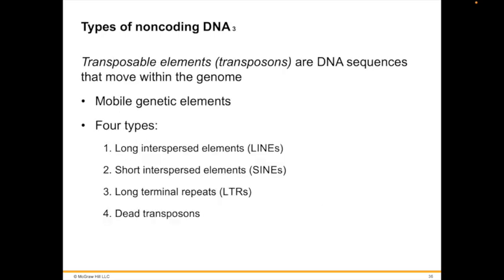And now to the transposable elements. So these are otherwise known as transposons. Thanks a lot to McClintock for these. So they are DNA sequences that move within the genome. So they are mobile genetic elements in 4 types. So you have long interspersed elements, short interspersed elements, long terminal repeats, and then dead transposons.